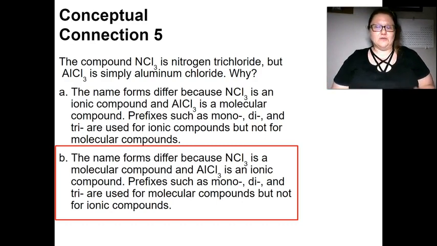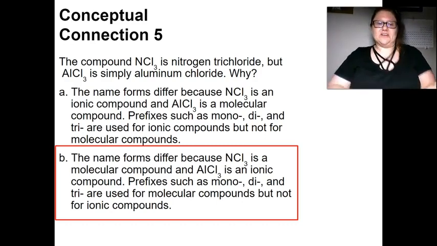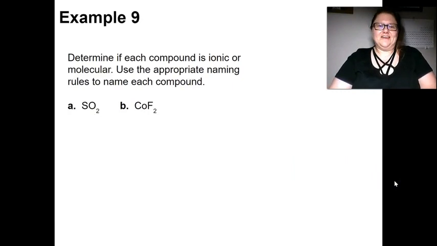AlCl3 is ionic because aluminum is a metal, and so we don't need prefixes for ionic compounds. That's where this gets really tricky. All right, that's what we're going to do in example 9. Determine if each compound is ionic or molecular, then use the appropriate naming rule to name each of these compounds.